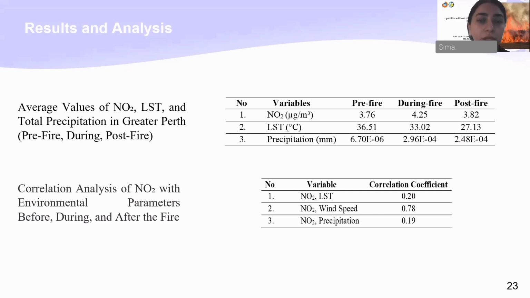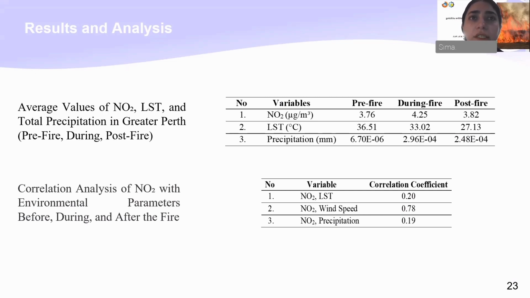According to the first table, nitrogen dioxide levels increased significantly during the fire, from 3.7 pre-fire to 0.42 microgram per cubic meter during the fire. This rise suggests a direct influence of the fire on nitrogen dioxide emission, likely from combustion processes. Post-fire levels decreased to 3.8 microgram per cubic meter, but remained higher than pre-fire levels.